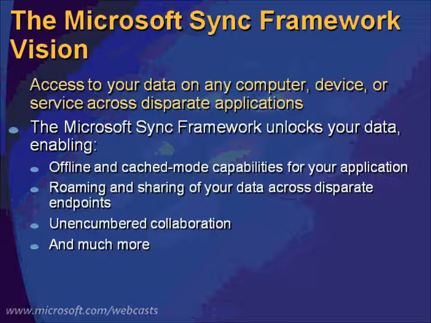So the Microsoft Sync Framework allows us to enable applications for offline scenarios. So if you're on a plane and Outlook, you need to work with Outlook in cached mode. It's the same kind of situation if you're disconnected and you want to still work and have access to some kind of data. We'll give that to you in your application. Also with roaming and sharing your data across disparate endpoints.